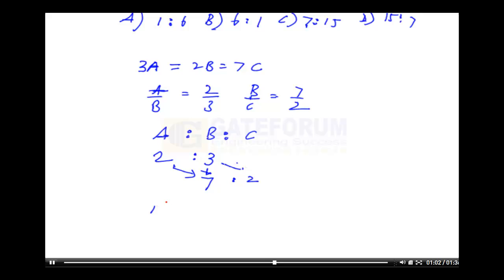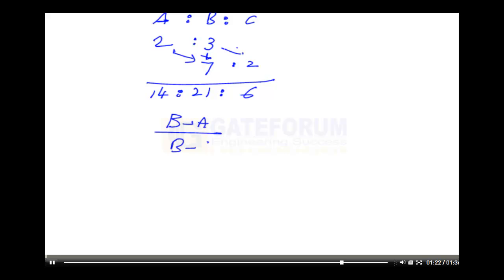Which is 14 is to 21 is to 6. So what is asked is B minus A to B minus C, which is equal to 21 minus 14 by 21 minus 6, which is 7 by 15. The option is C.